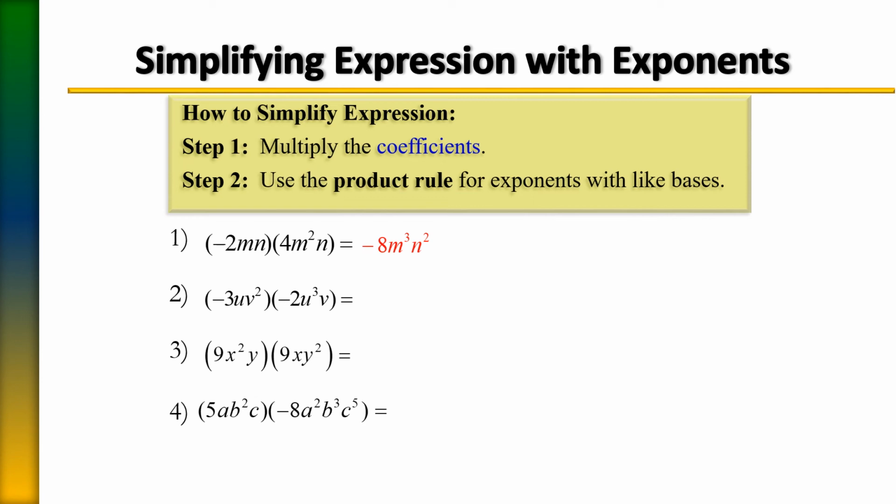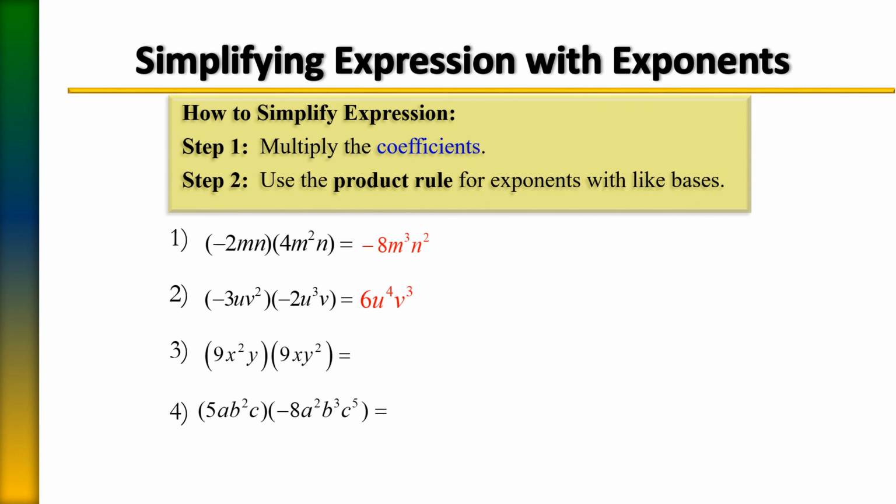Let's go to number 2. Step 1, multiply the coefficients. -3 times -2, a negative and a negative. That's going to give me a coefficient of +6. Next, what goes behind that +6? Let's add our u's. That's going to be u to the 1 plus 3 is 4. So u to the 4th power. Let's add our v's. 2 plus 1. And that's going to be v to the 3rd power, which is going to give us 6 u to the 4th power, v to the 3rd power.